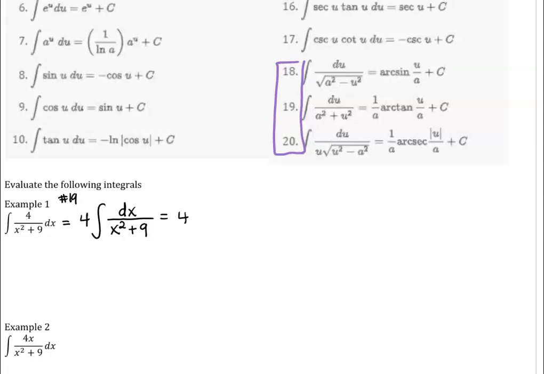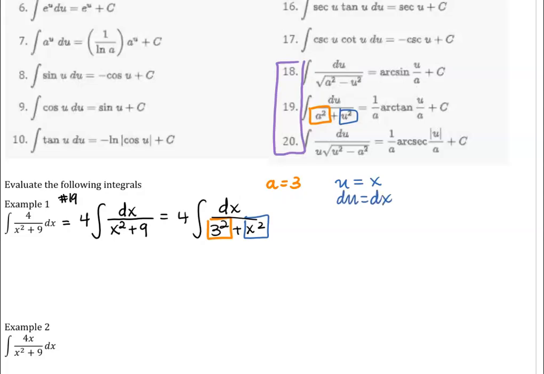Because I could rewrite this as 4 times the integral dx of x squared plus 3 squared. Or better, maybe it's even better if I rearrange this as 3 squared plus x squared. So now looking at number 19, you can see the 3 squared is like the a squared, to see that a is equal to 3. And you can also see that the x squared is like the u squared, to see that u is equal to x. Well, if u is equal to x, then du is equal to dx.